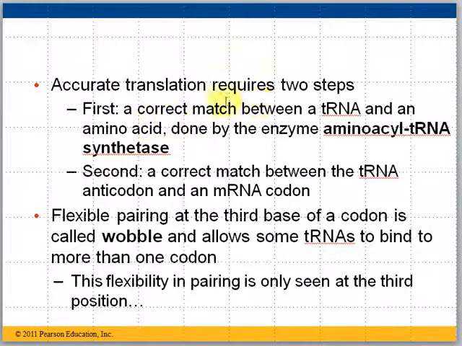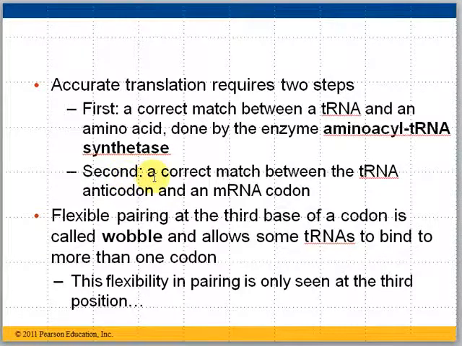So first, we have to have a correct match between the transfer RNA and the particular amino acid it's supposed to pick up. And that is helped along by an enzyme called aminoacyl tRNA synthetase. I'm so sorry for these words. I would not make you memorize that, trust me. It's aminoacyl tRNA synthetase, and that is basically an enzyme that helps make sure that the correct amino acid attaches to the end of the transfer RNA.